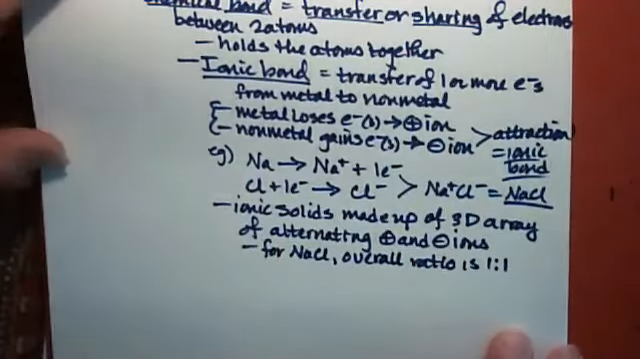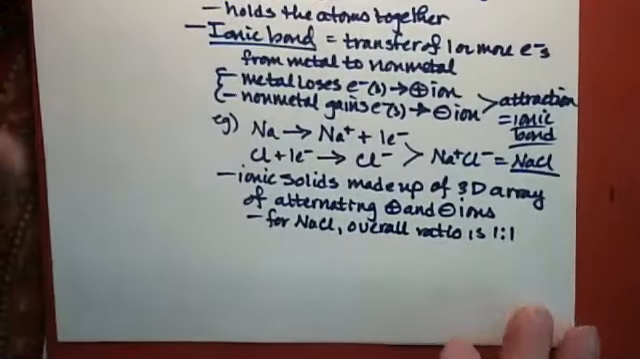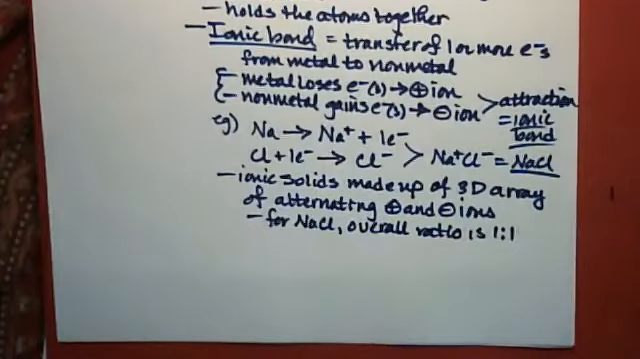And it turns out that for sodium chloride, the overall ratio is 1:1, and that's why it has the formula NaCl. Because ionic compounds exist in this 3-dimensional array, it's not actually ever likely that you would have one single sodium ion and one single chloride ion bonded to each other and not bonded to anything else.